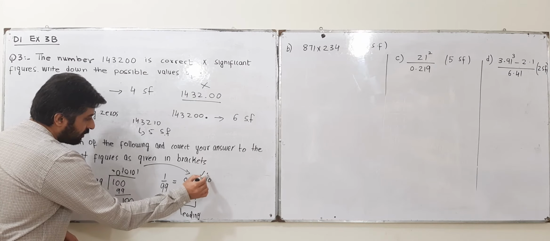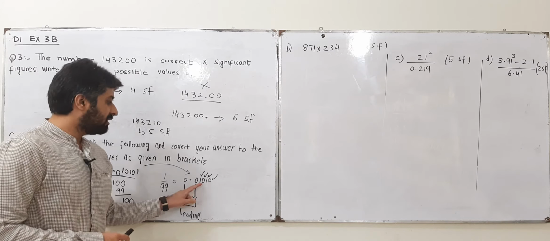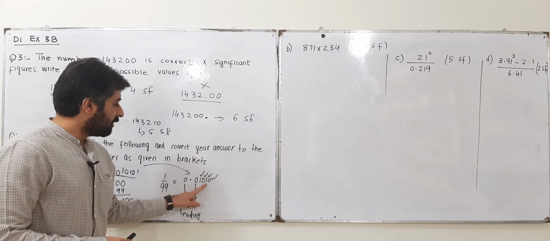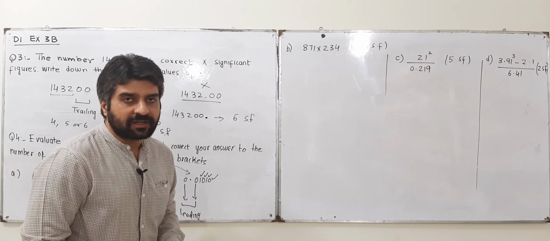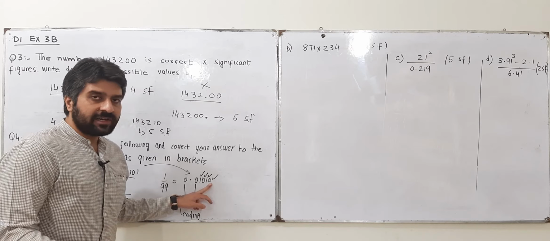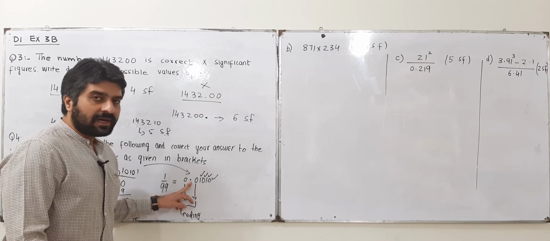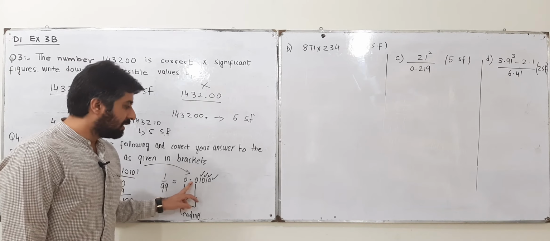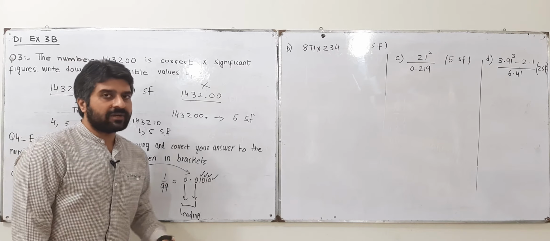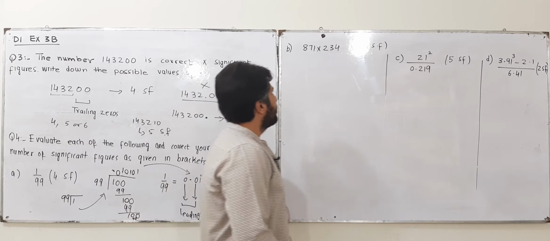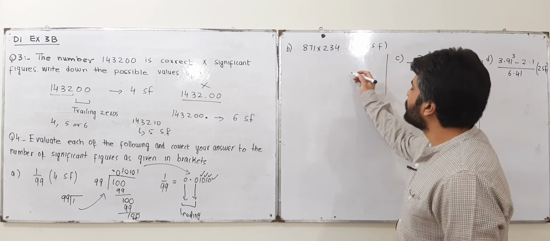However, 1010, they all are significant because this 0 is between two non-zero numbers, and a 0 between two non-zero numbers is significant, while this 0 is a trailing 0 coming after non-zero numbers. And if we have a decimal anywhere in the number, then trailing zeros are significant. Leading zeros are never significant in any case. Part B is 871 times 234. Write down your answer correct to 2 significant figures.